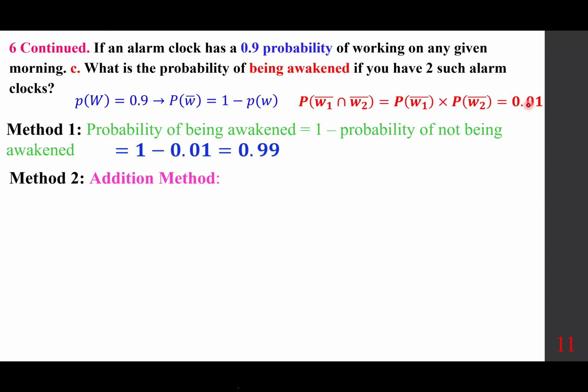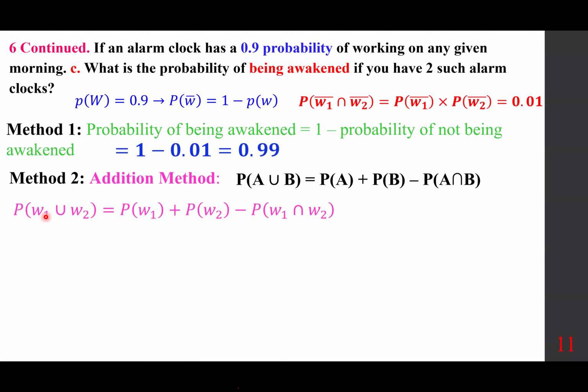Method two, addition method. Probability of A union B is probability of A plus probability of B minus probability of A intersection B. So probability of W1 union W2 is probability of W1, which is 0.9, plus probability of W2, which is again 0.9, minus probability of W1 intersection W2, which is 0.9 times 0.9, because they are independent. And if you do the math, this is 1.8. This is 0.81, and we get, again, the same answer, 99%, or 0.99.